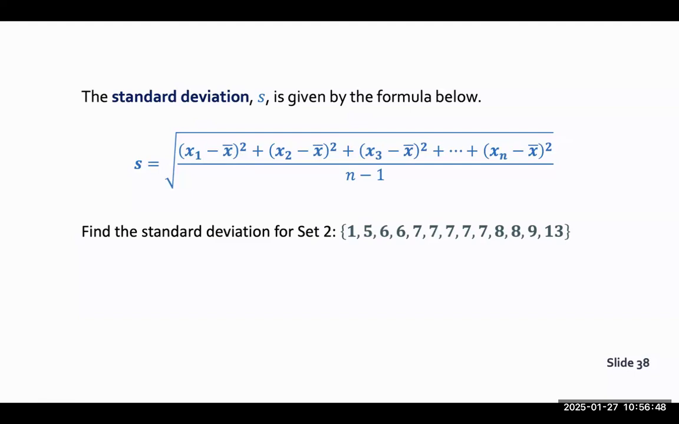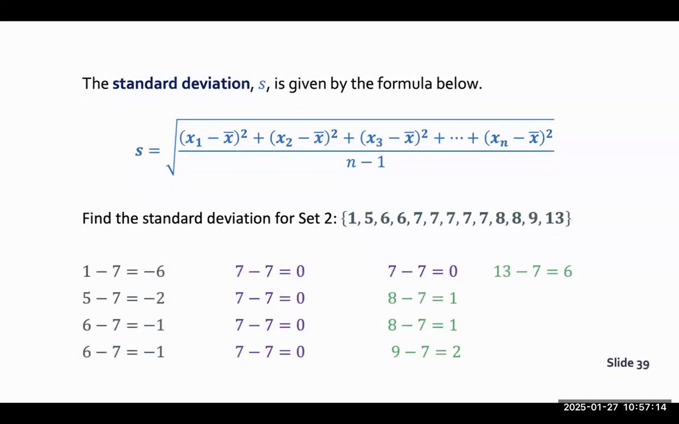And what this formula is saying is the first thing you want to do is find the mean. And you're going to take every data value and subtract the mean from it. So you see x1 minus x bar, x2 minus x bar. So in this data set, 1, 5, 6, 6, 7, 7, 7, 7, 8, 8, 9, 13, we would find the mean of this and we would take every number and subtract the mean. So let me show you what I mean. The mean we said is 7 for this data set.